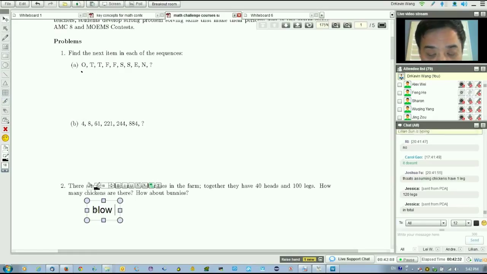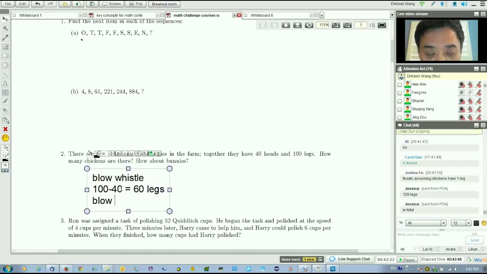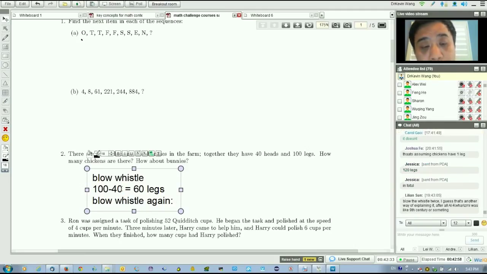I'm going to write this down. Blow a whistle. Now it's 100 minus 40, which becomes 60 legs on the floor. Now you blow a whistle again. This time the chickens raise another leg, so they have to sit on the floor. And the bunnies raise another leg, so they have to stand up. Now you have 20 legs.